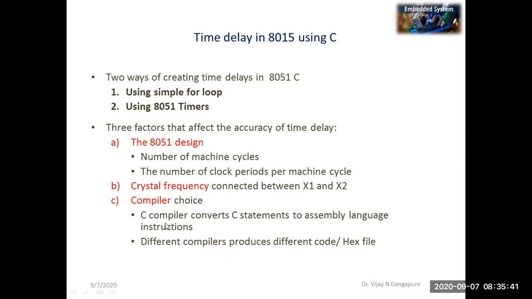So that means if I'm using one compiler and I have written a time delay subroutine in it, the time delay offered by that subroutine may not be the same if I use a different compiler to compile it. That is the meaning. So these are the three factors that affect the accuracy of the time delay offered by the time delay subroutine or program we have written.